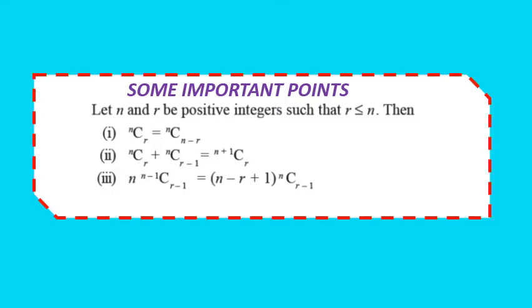Then third, n into (n minus 1)C(r minus 1) will be equal to (n minus r plus 1) into nC(r minus 1). You can also verify this by using simply the definition of nCr. All of these three properties can be verified by using the definition of nCr, that is factorial n upon factorial r into factorial n minus r. Clear? If you want, you can verify them. So pause and note down these important points.